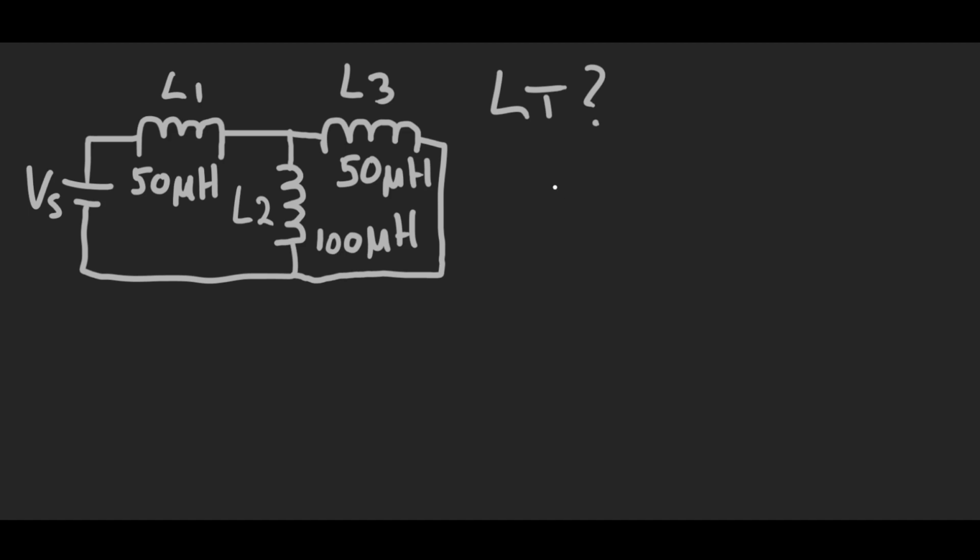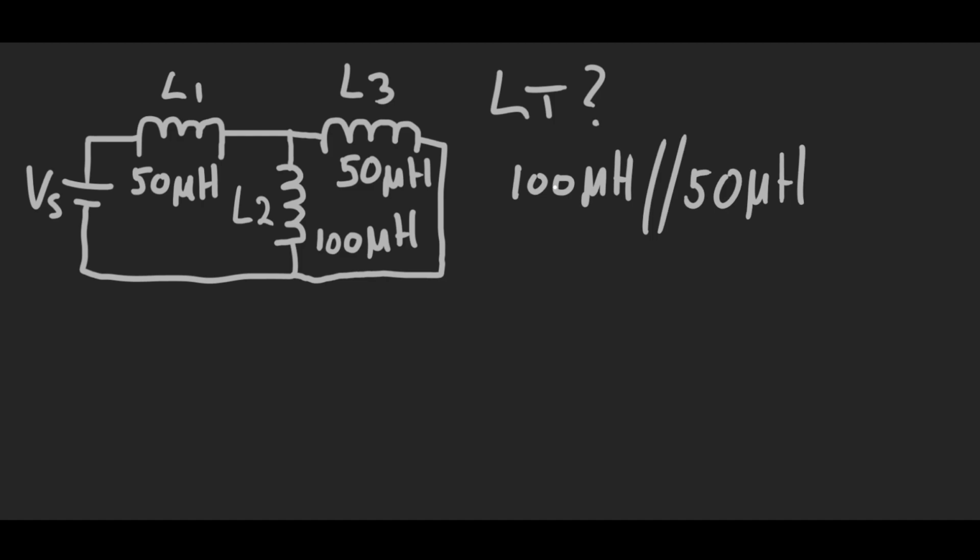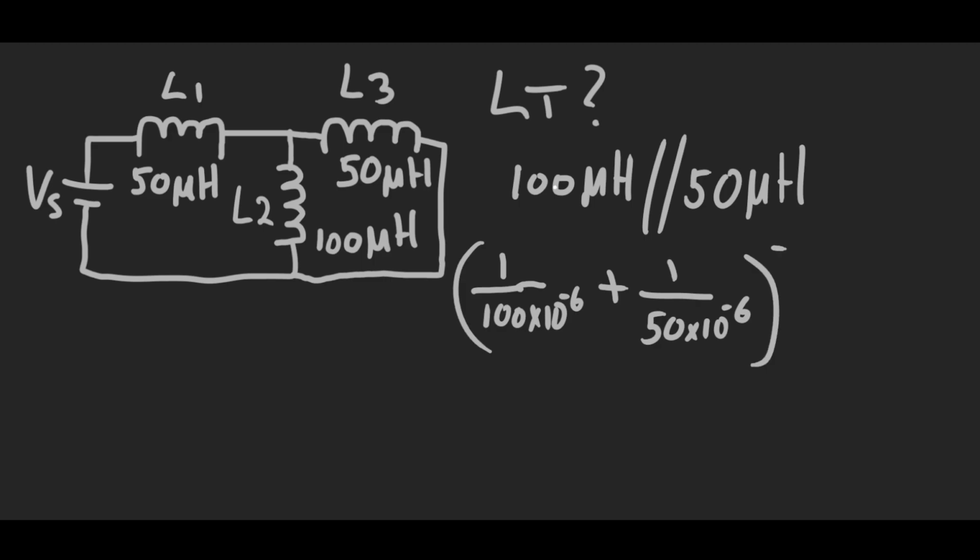The first step here is to focus on L2 and L3 because they're in parallel. So we have 100 microhenries in parallel with 50 microhenries. What we need to do here is apply the parallel formula of 1 over 100 times 10 to the minus 6 plus 1 over 50 times 10 to the minus 6. Raise all that to the power of minus 1, and we get an answer of 33.33 recurring microhenry.